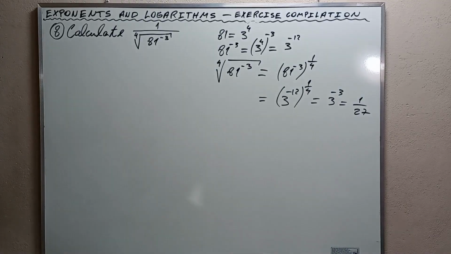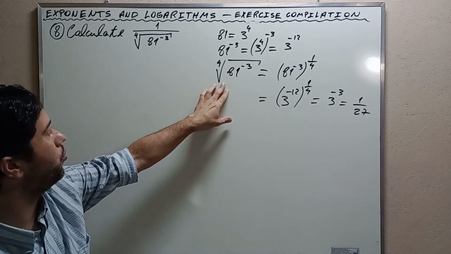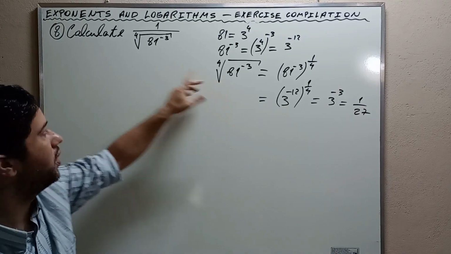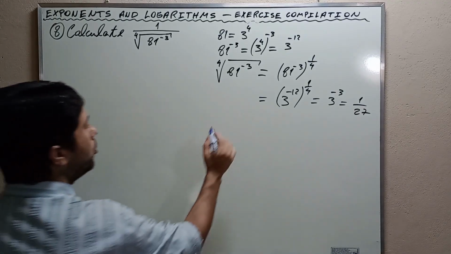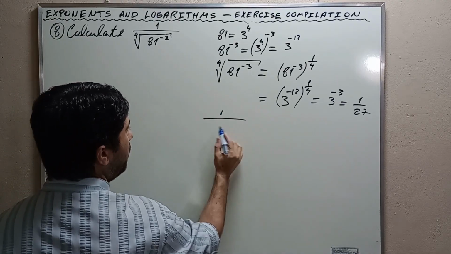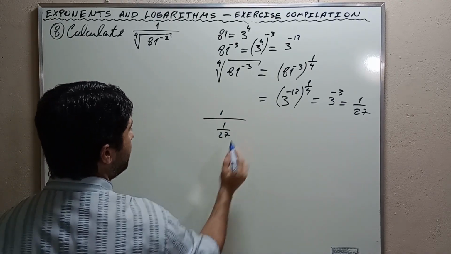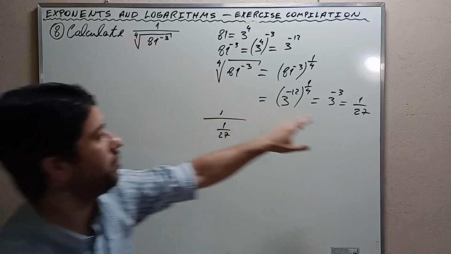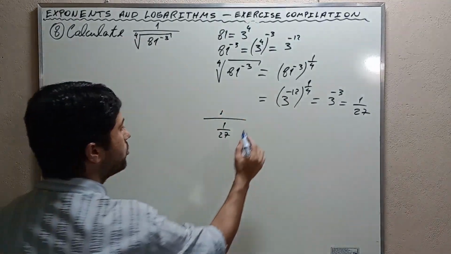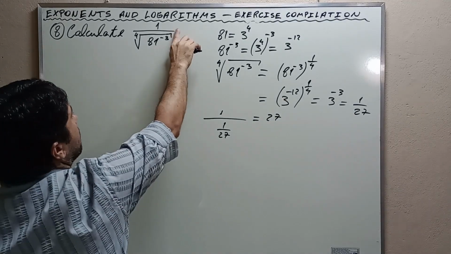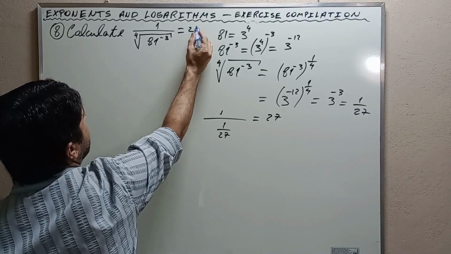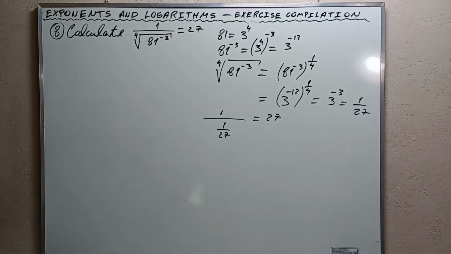Okay? But observe that this root here is not in the numerator. It is in the denominator. Okay? Consequently, 1 over 27, we substitute this by this, and it equals 27. Then we know that this is equal to 27. Okay? And this is all for exercise 8. Let's go to exercise 9.